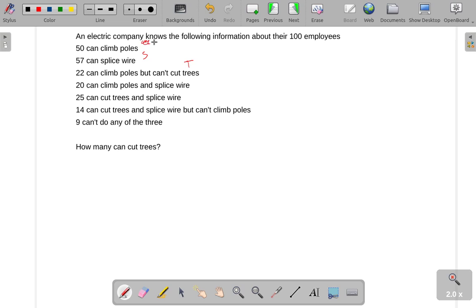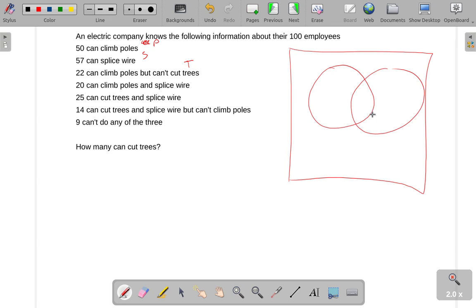Actually, let me get rid of C because it can be misconstrued between cut and climb. I'm going to make it P for poles. Oops, what am I doing? Drawing axes. I should be drawing a Venn diagram. So we have poles, trees, and splice. You could call it A, B, and C for all I care. I just like to have somewhat descriptive names here because it's easier.